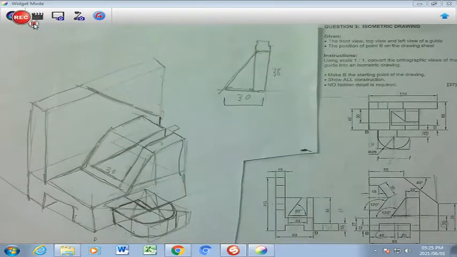Right, take this information and convert it to a proper 3D isometric drawing from all the planning that we've done. Let's start.